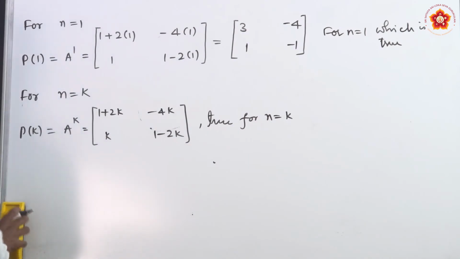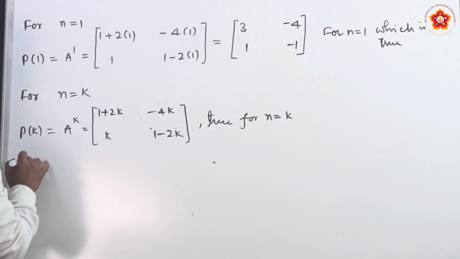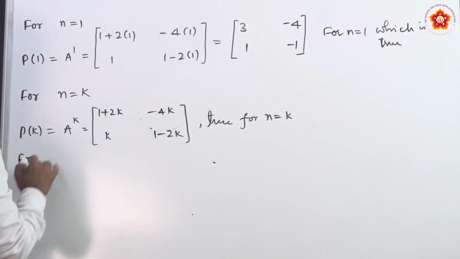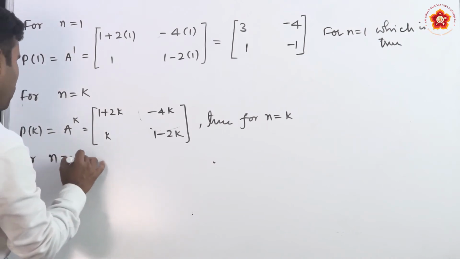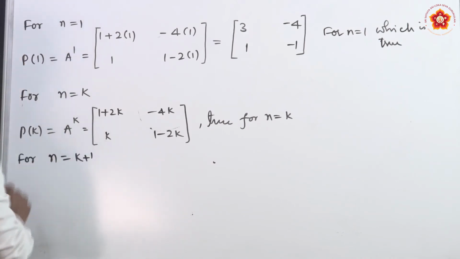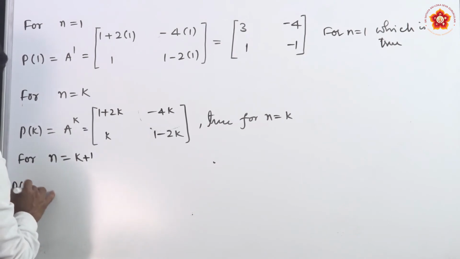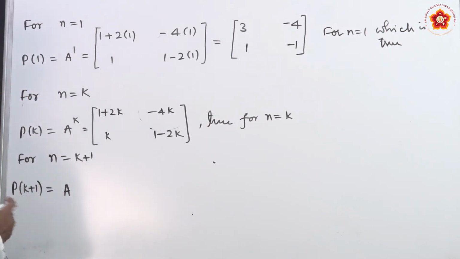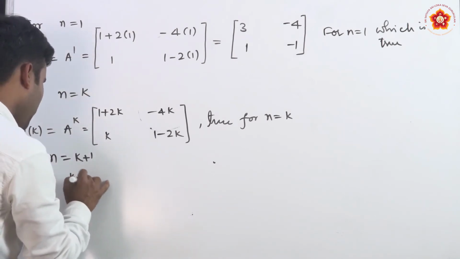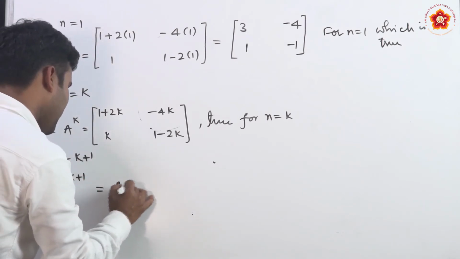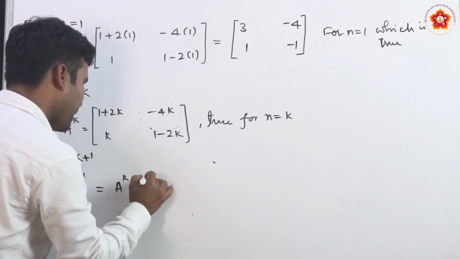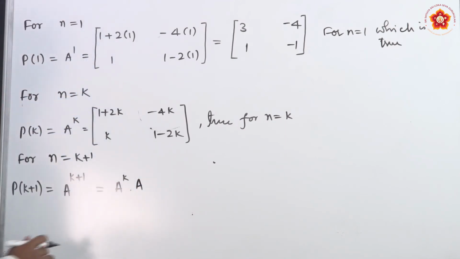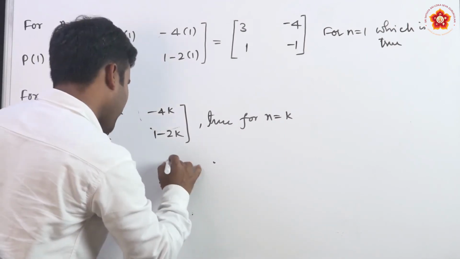Now, the last step is we have to show that the result is true for n is equal to k plus 1. So, what about this? P of k plus 1 is equal to a to the power, we are putting n is equal to k plus 1. A power k plus 1 can be written as a power k into a power 1. Okay, that is understood. Now, we know what a power k is.